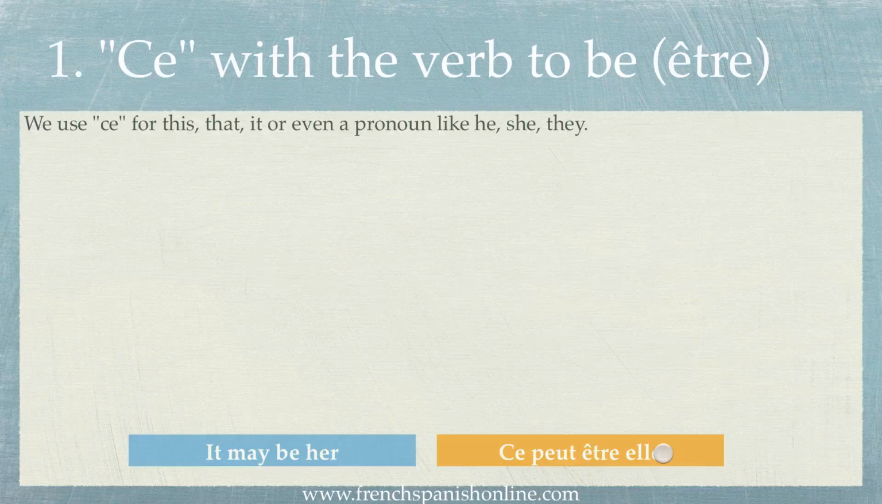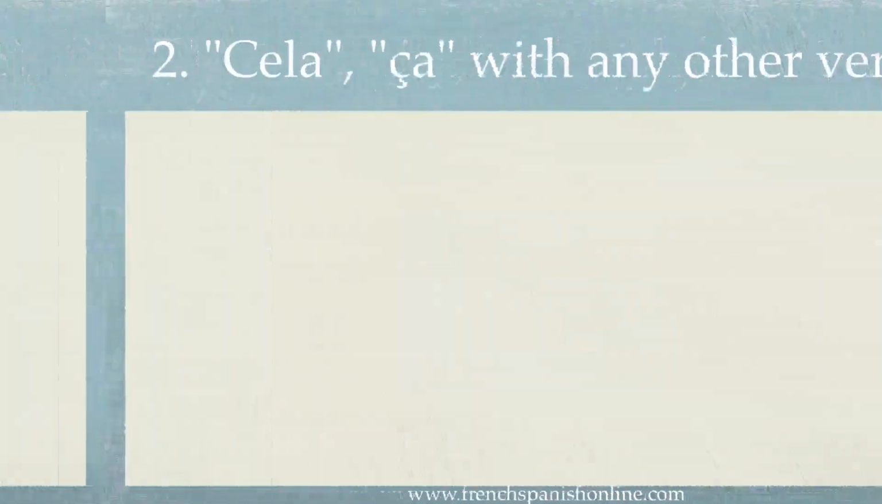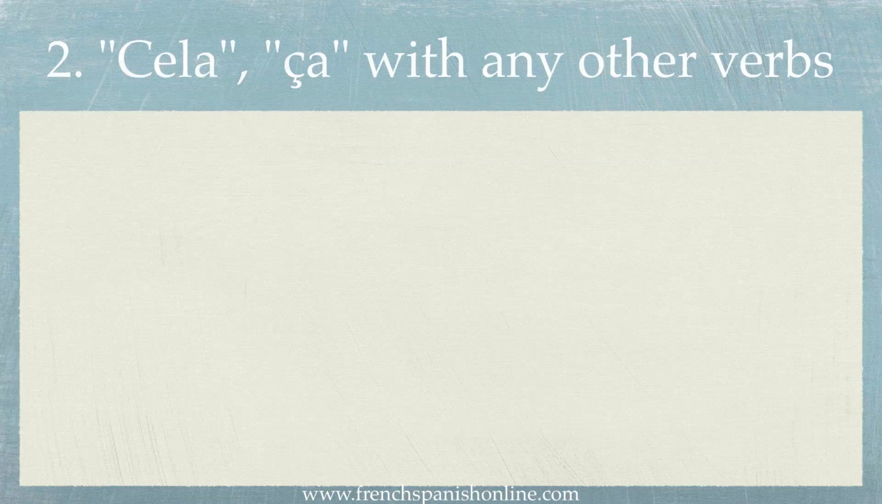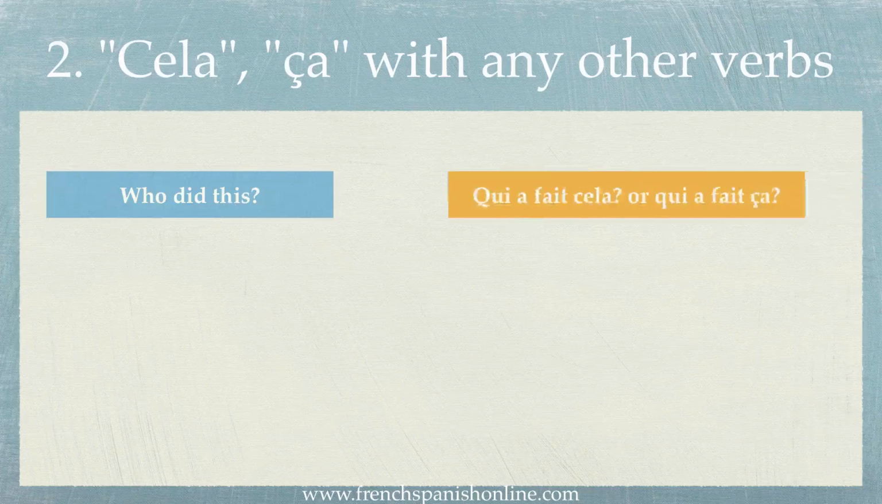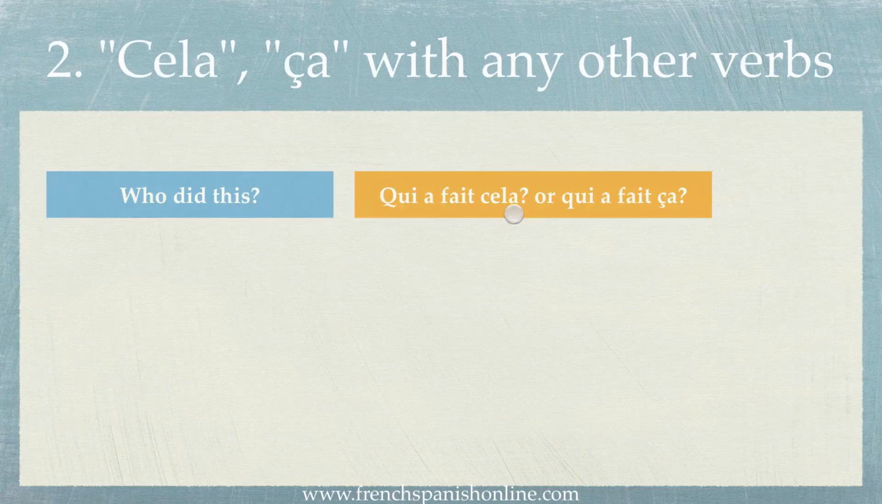So to summarize what we've just seen, we usually use ce with the verb to be, and sometimes with the verbs devoir and pouvoir. Let's see now when we can use the words cela or ça, actually with any of the verbs. Who did that or who did this? In French, qui a fait cela or qui a fait ça?